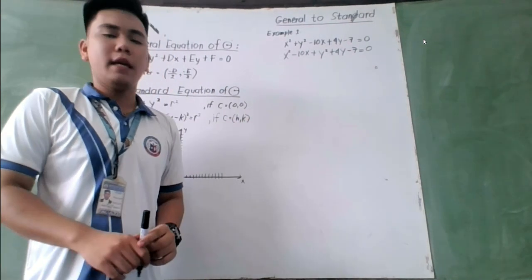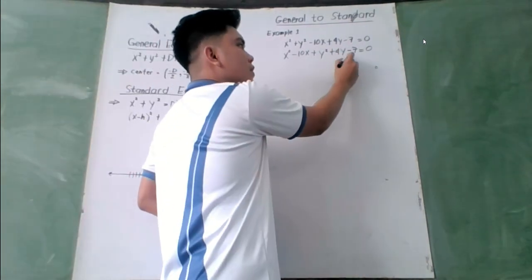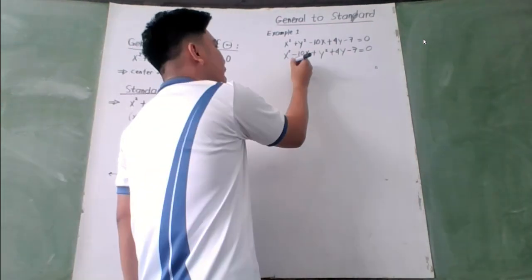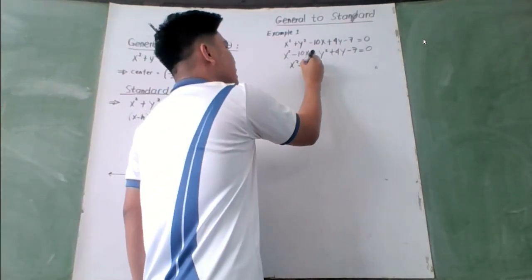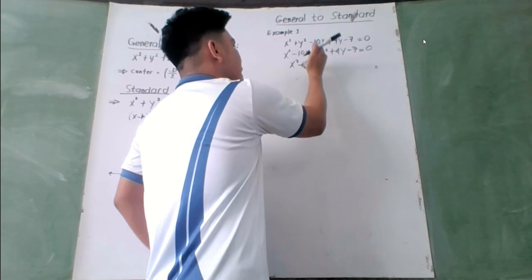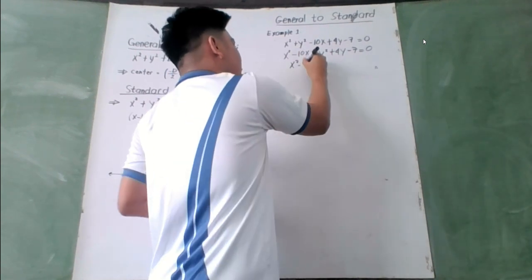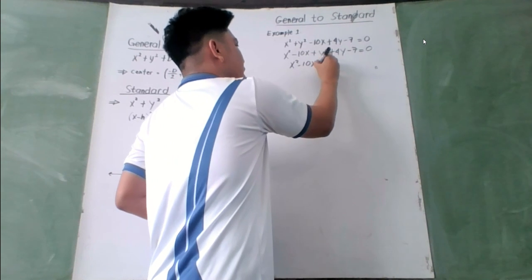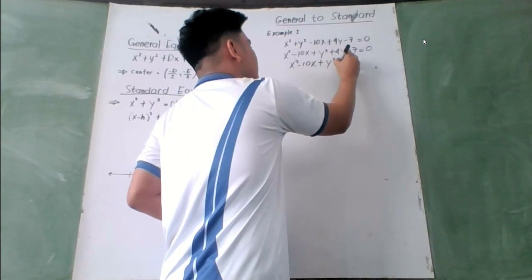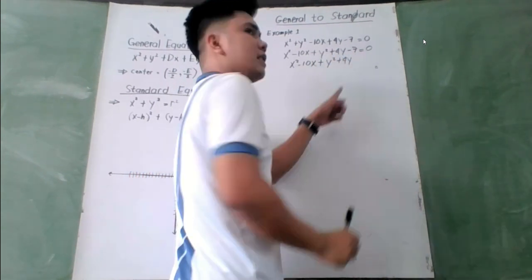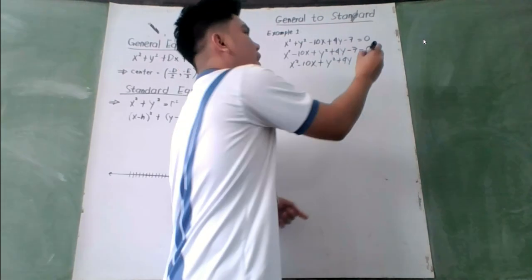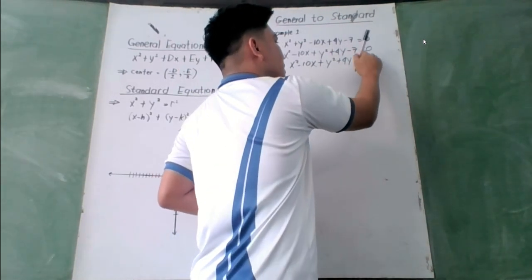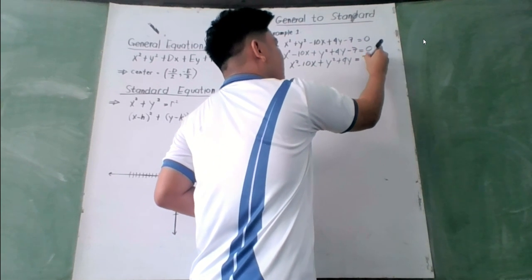The next step is to transpose the constant to the other side. So you have x squared minus 10x, plus y squared plus 4y, and transpose negative 7 to the other side. You have equals, and on the other side, negative 7 becomes positive 7.